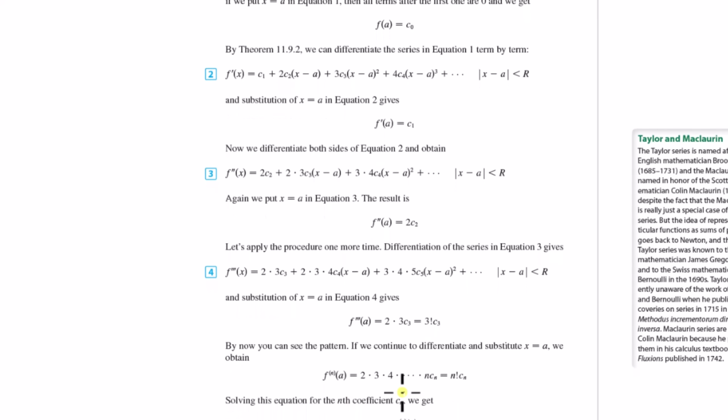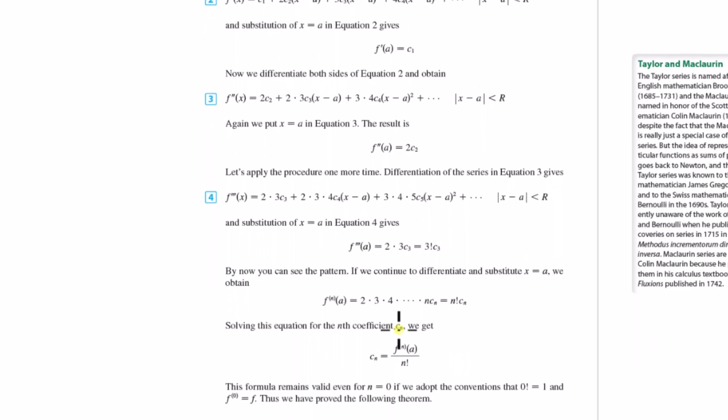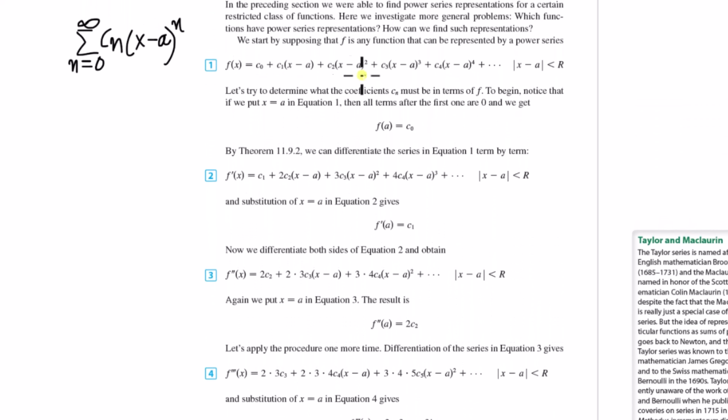So if we divide both sides by n factorial, we've solved for c sub n. The nth derivative evaluated at the center point over n factorial, that's every single coefficient. All right, so that's it. Once we've solved for the coefficients here, we've solved the answer to the question, right? We don't need to solve for a. We pick a. X is just a variable, so there it is.